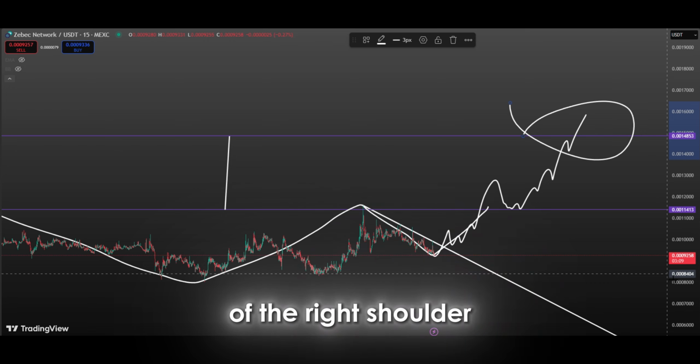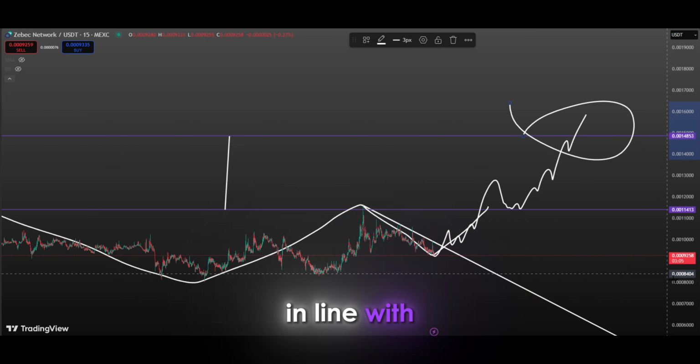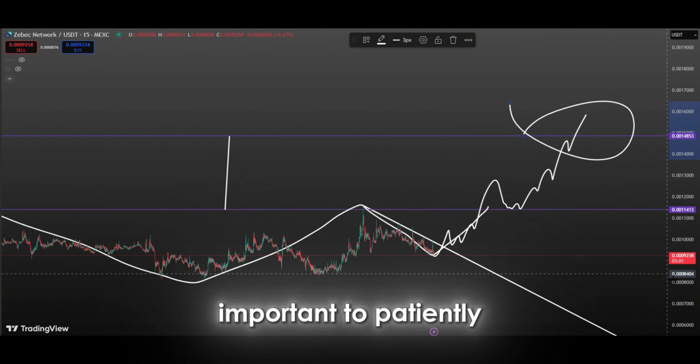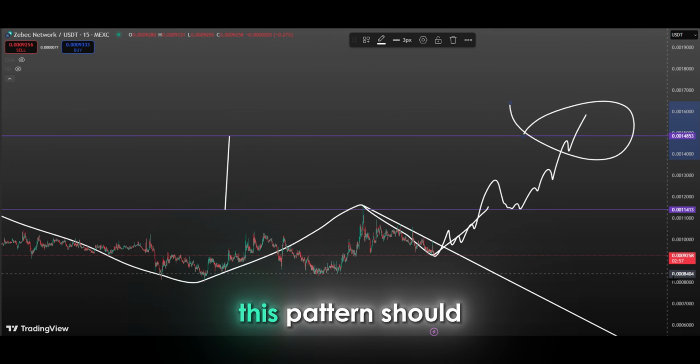With the completion of the right shoulder and the break of the neckline, we may see much higher pricing in line with the pattern target. As of now, it is very important to patiently monitor the movements of the price and confirm the breakout. This pattern should be followed.